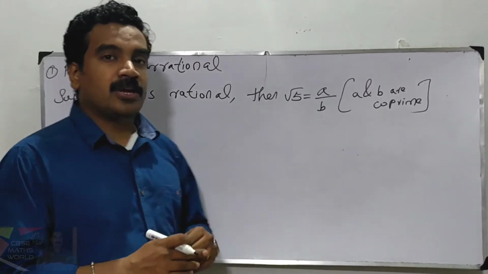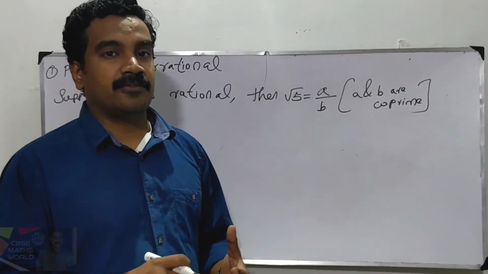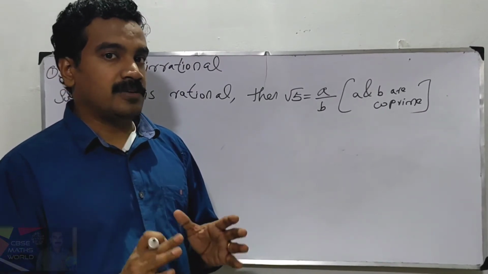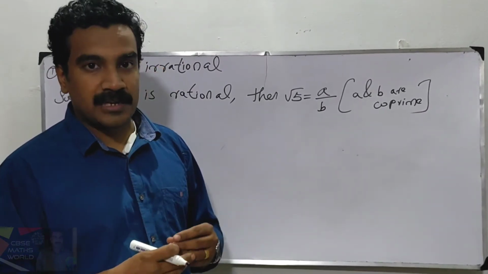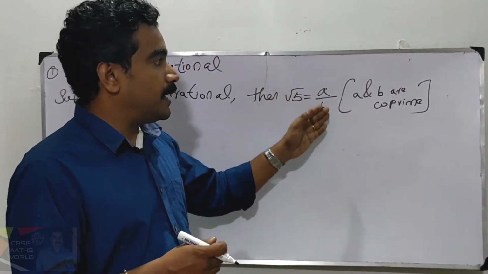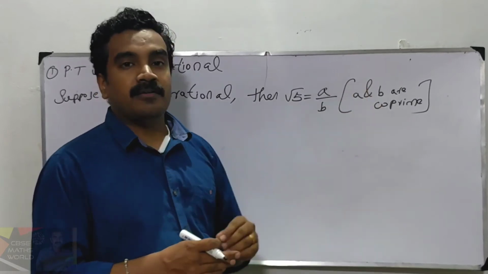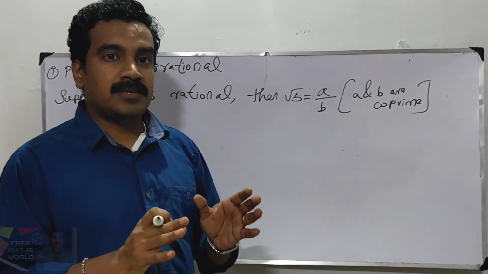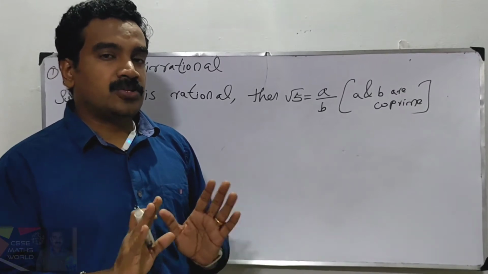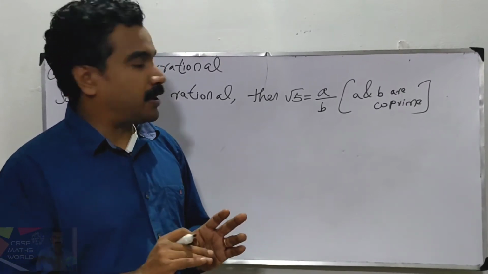What is the peculiarity of a rational number? A rational number can be written in the form p by q, where p and q are integers. If we divide p and q by the common factor, we will get a and b that are co-prime numbers. So then you can write root 5 equal to a by b, where a and b are co-prime. What is co-prime? No common factor. Suppose 2 by 3: there is nothing common for 2 and 3, so we can say that 2 and 3 are co-prime integers.